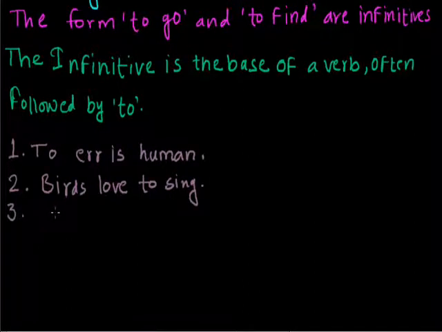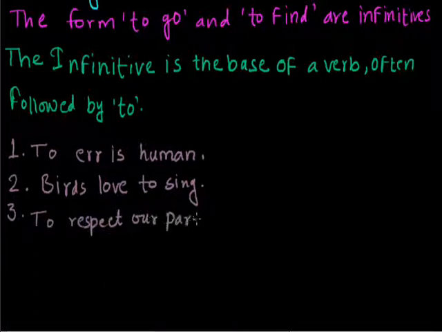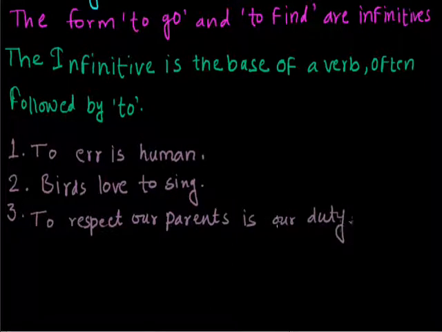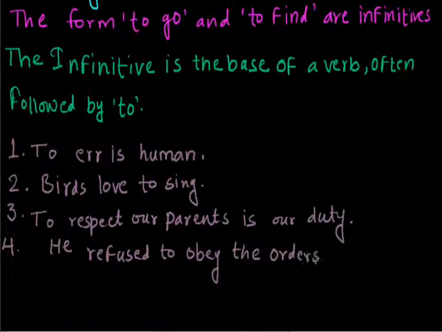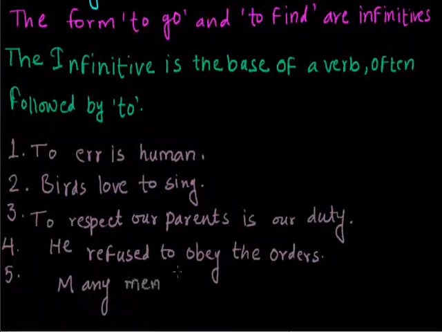Third sentence, to respect our parents is our duty. Fourth sentence, he refused to obey the orders. And the fifth sentence is, many men desire to make money quickly.